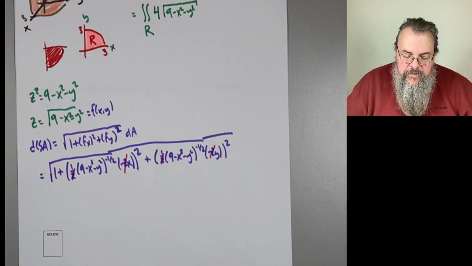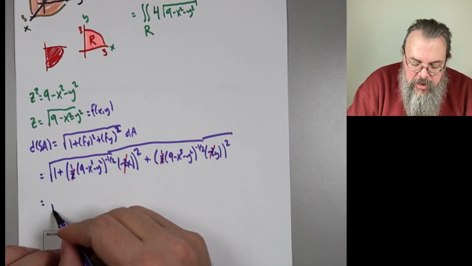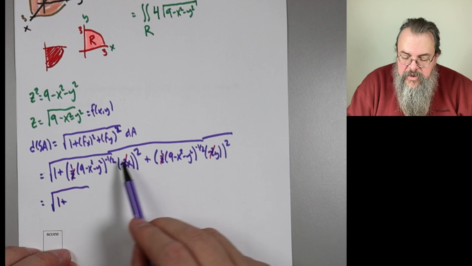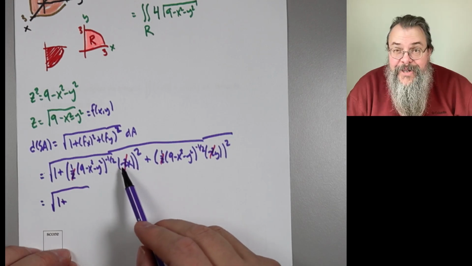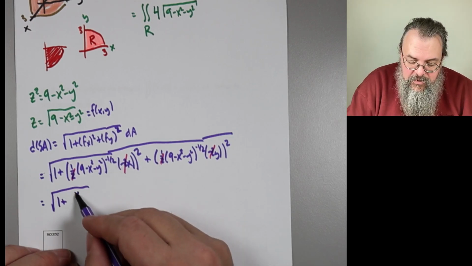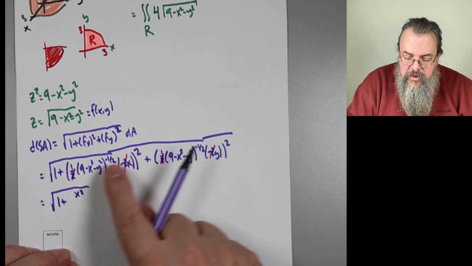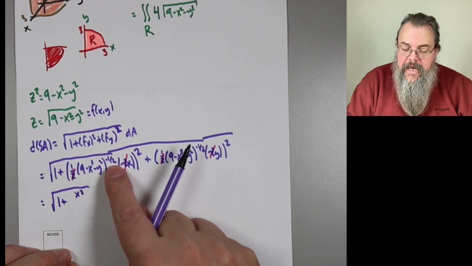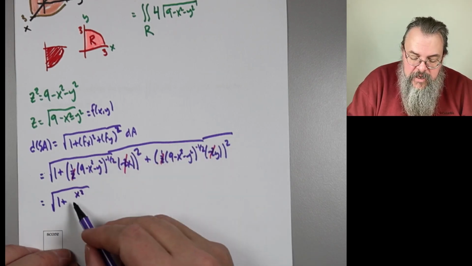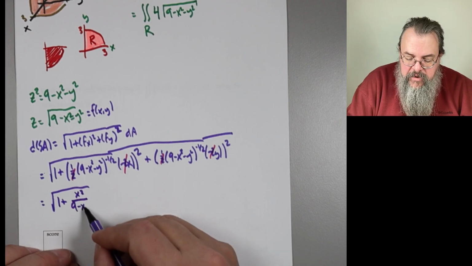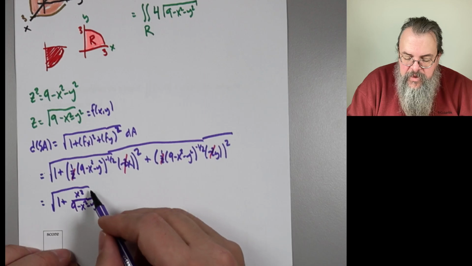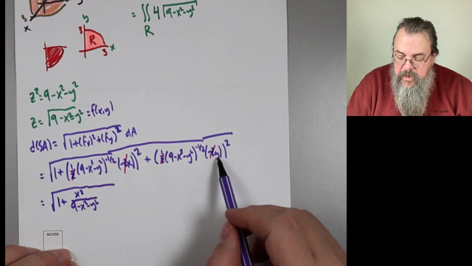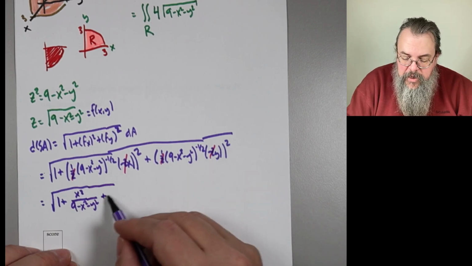And what do we have here? Well, that's the square root of 1 plus. Now, what's left upstairs is an x. When you square the negative, that goes away, so you can write it as x squared. Now here, when we square this, it'll be to the negative 1 power, right, negative 1/2 times 2 is negative 1. So that's like 9 minus x squared minus y squared. Okay, what's going to happen here? Well, same thing. The negative goes away. y will be squared.